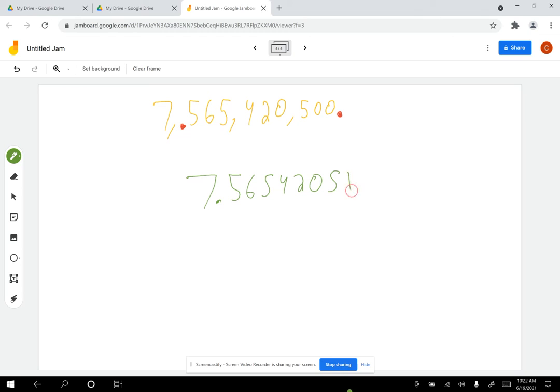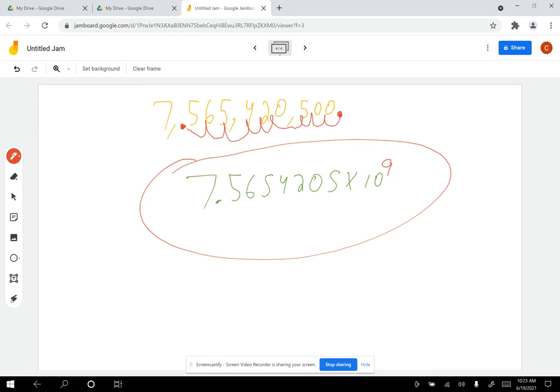Boom, boom, boom, boom, times 10. We can't forget to write the times 10. And now let's figure out our exponent. 1, 2, 3, 4, 5, 6, 7, 8, 9. So our exponent will be to the 9th power. And that is writing scientific notation with large numbers, with positive numbers.